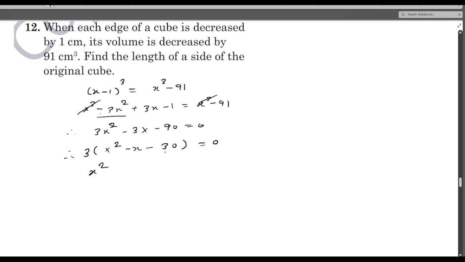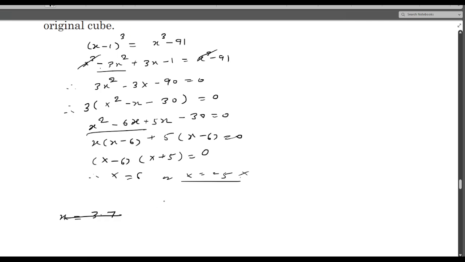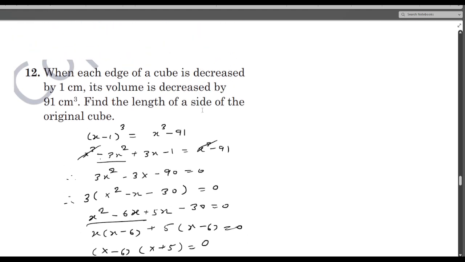So x square minus x minus 30, I can split as minus 6 plus 5. So minus 6x plus 5x minus 30 is 0. So from here, if I take x common, x minus 6, and if I take 5 common, it is x minus 6 is 0. So x minus 6 in one bracket, x plus 5 in another bracket, will give me 0. So therefore, x is 6 or x is minus 5. But x cannot be minus 5 as it is a side. So therefore, your final answer is x is equal to 6 centimeter. So the length of the original cube is 6 centimeter.